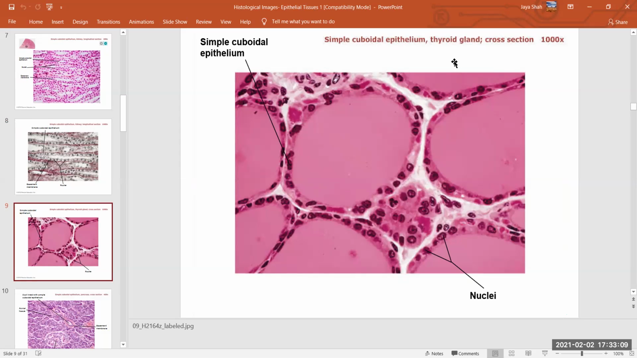Now, another example of simple cuboidal epithelium from the thyroid gland. If you take the thyroid gland, you can see it here too. This is the basement membrane here again. And you have simple cuboidal epithelium, only one layer of cells. One nucleus, two, three, four, these are the nuclei.